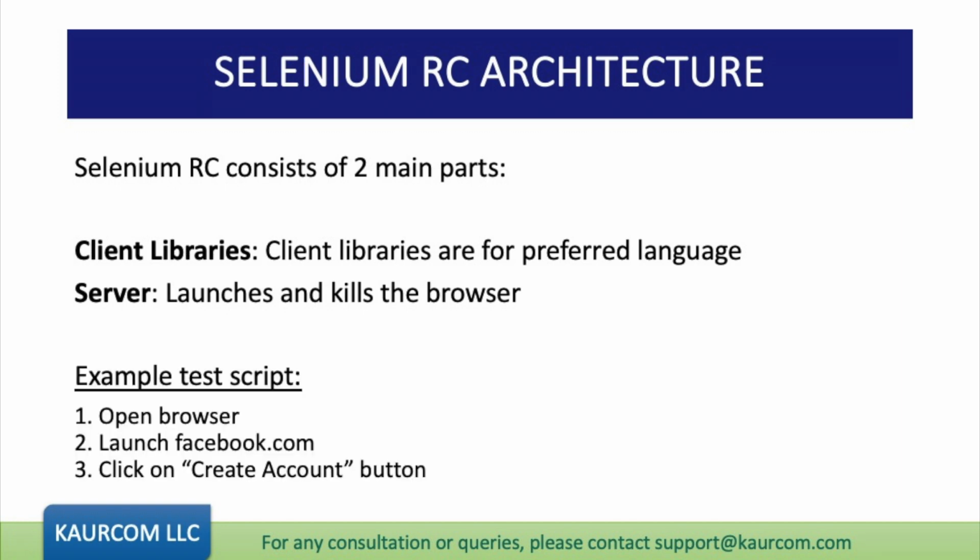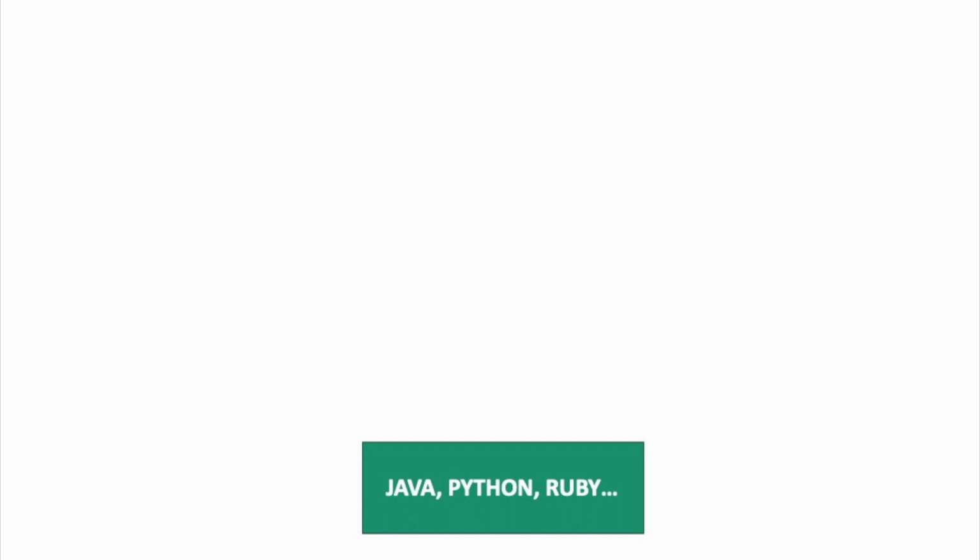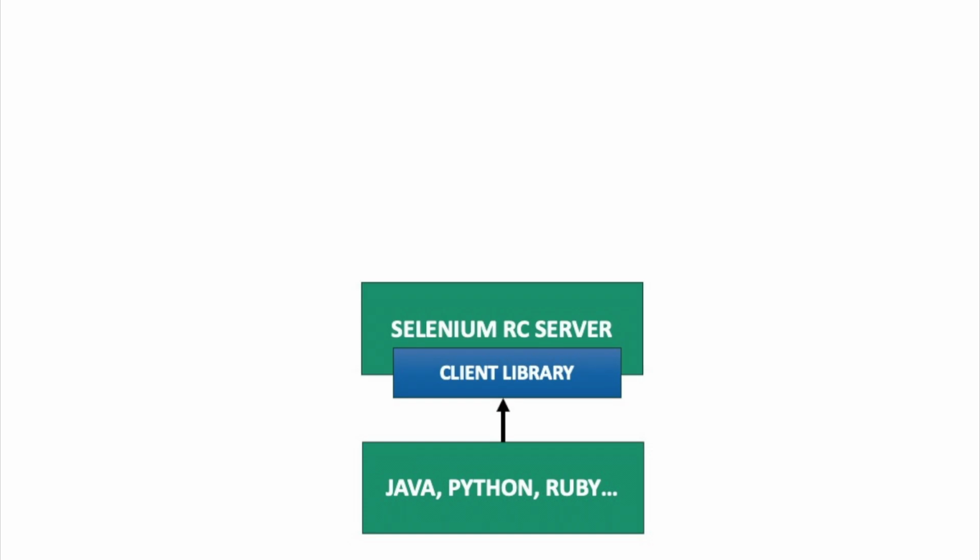Let's say there is a test script and these are the test steps to follow. First, open the browser, launch facebook.com and click on Create Account button. So first, tester will write the automation script using programming language of their choice to perform these actions, which are opening the browser, launch facebook.com and click on Create Account button.